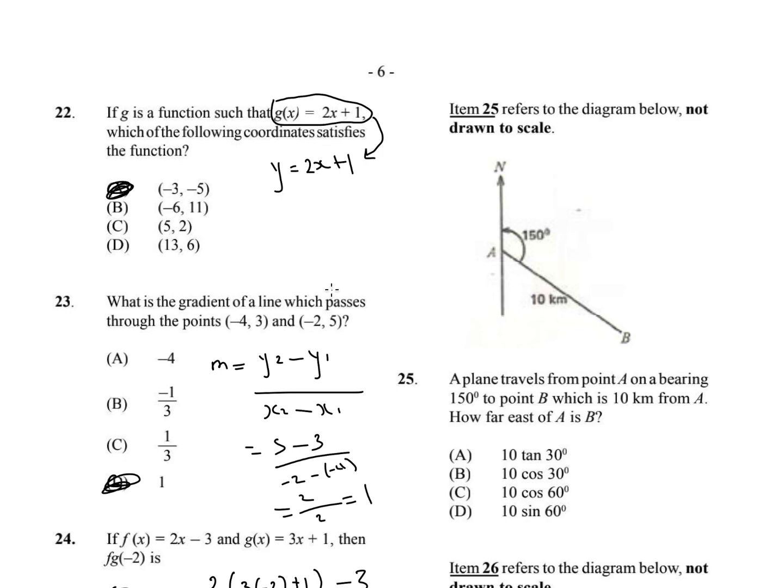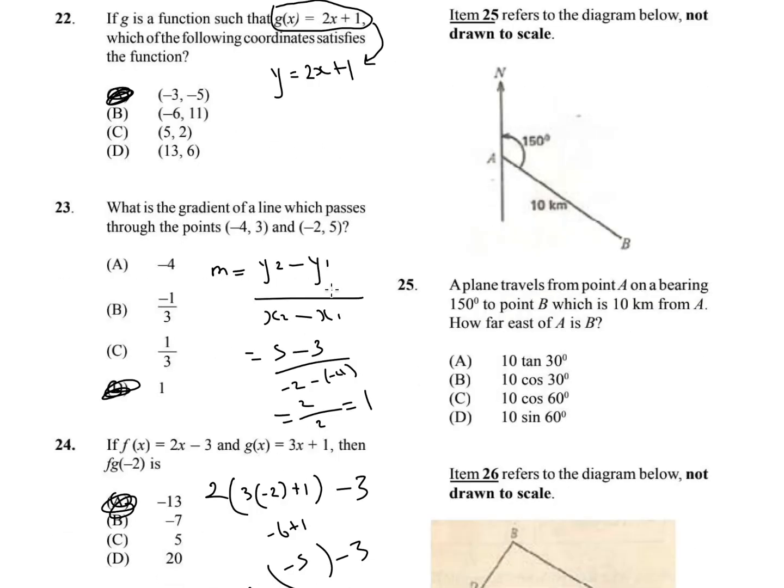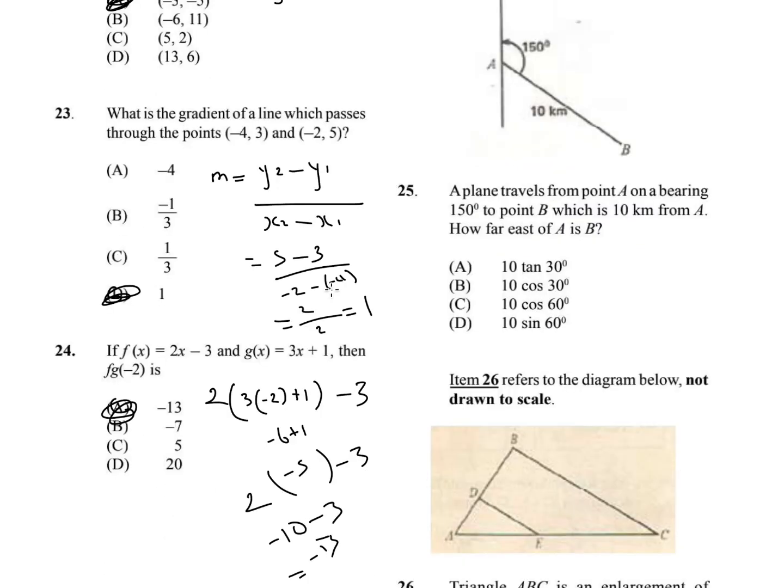Question 25. Item 25 refers to the diagram below, which is not drawn to scale. It reads, a plane travels from point A on a bearing of 150 degrees to point B, which is 10 kilometers from A. How far east of A is B? And that's question 25. The answer here is C.